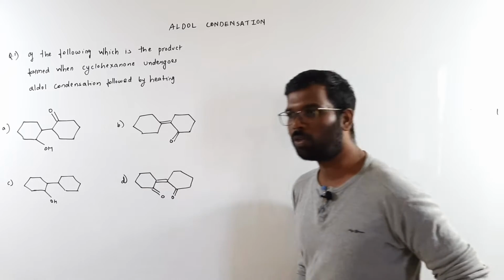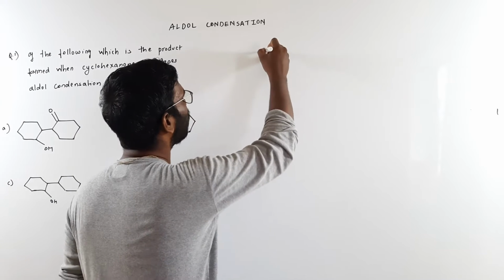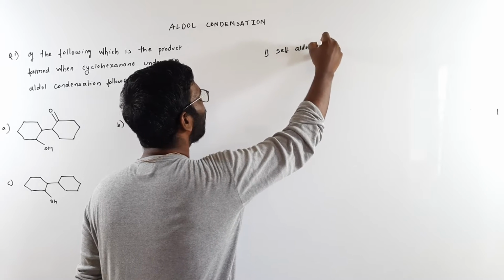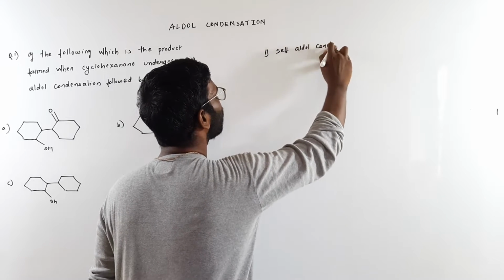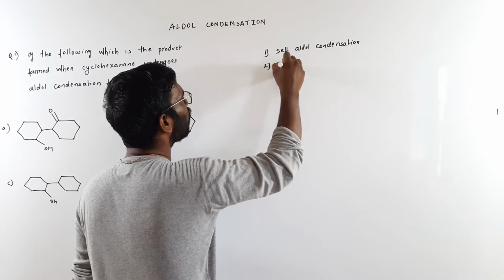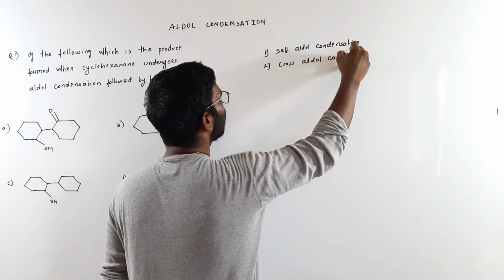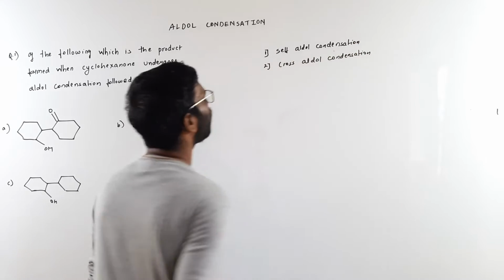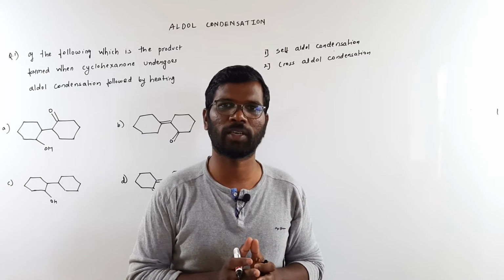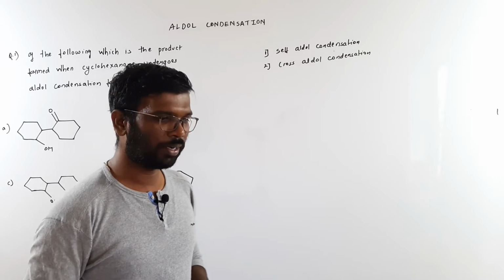Okay, done. So I'll explain the basics of aldol condensation. The aldol condensation goes this way. There are two types of aldol condensation. One is self aldol condensation and the other is cross aldol condensation. Here self aldol means two same molecules will be in the reactant mixture, and in cross aldol two different reactants will be there in an aldol condensation.